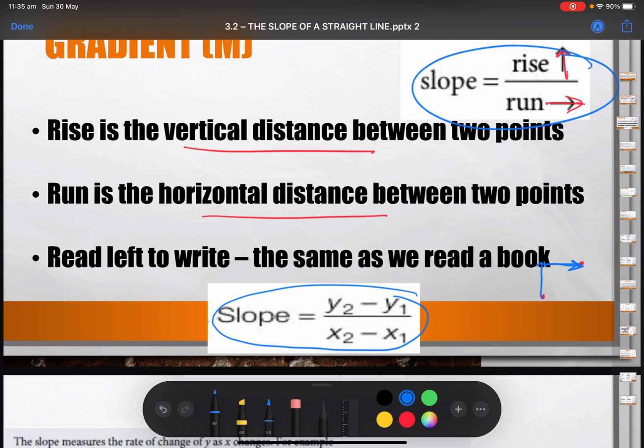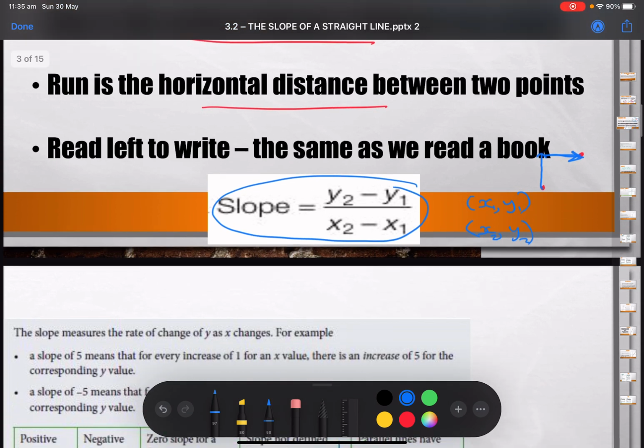For any coordinate, we always write the x value first and the y value second. And if I have another coordinate, again, it's always written x and y. So for my first coordinate, I make it x1, y1, and for my second coordinate, I make it x2, y2. Okay, and we'll go through an example in a moment.